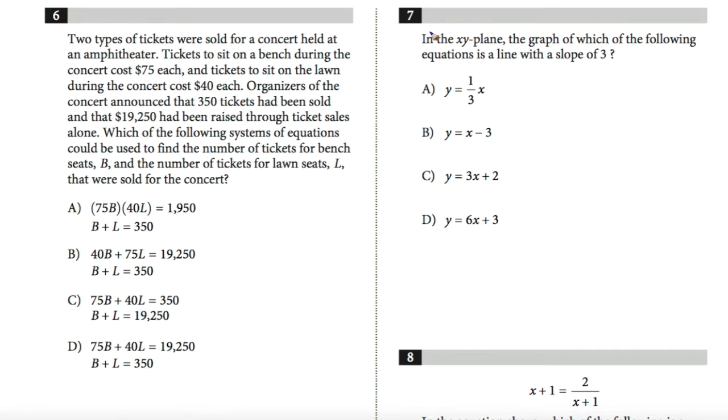Okay. Question 7, in the xy plane, the graph of the following equations is a line with a slope of 3, so my slope being my y equals mx plus b. I'm looking for the value that goes here, being 3 over 1, and C is going to be my best answer for question number 7.